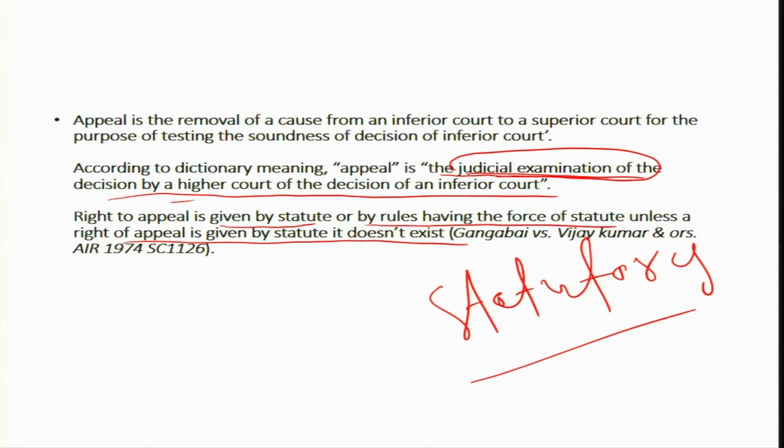Basically, this is the dictionary meaning, but otherwise also the meaning is the same. When the appellate court examines your decree, what you have got from the lower court, or the order passed during the pendency or trial of the case, against all those things, although the decree is final, appeal is always open. You have to find out in advance whether there is a provision of first appeal or not. So, this is judicial examination of the decision by a higher court.